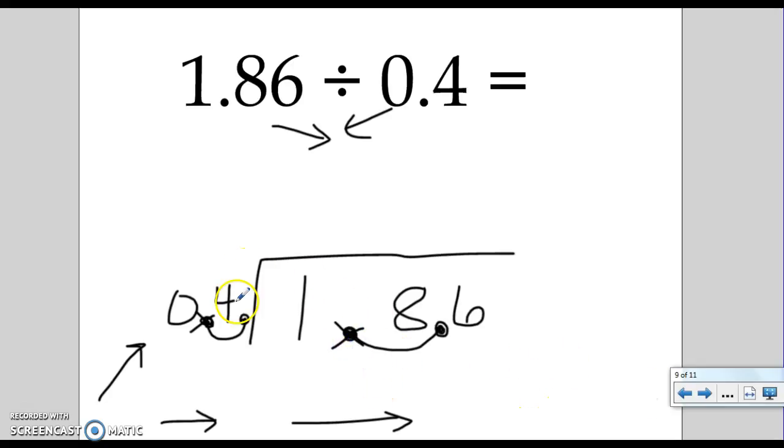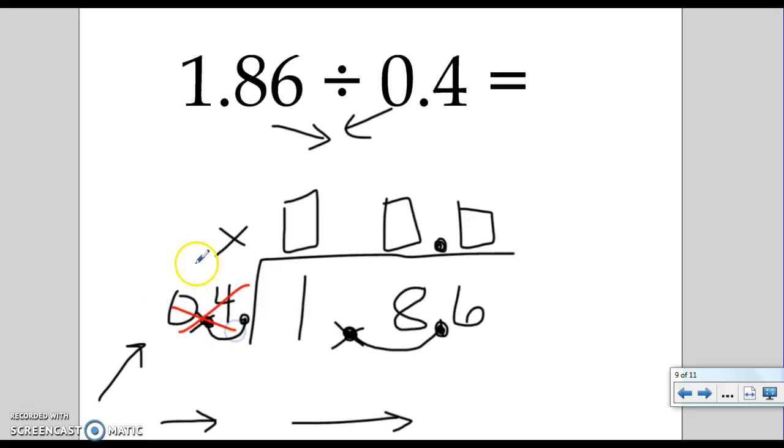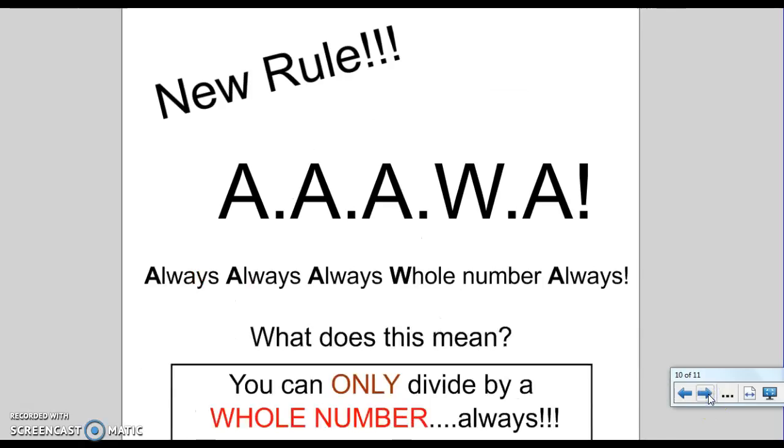So now, multiplication man, digit box right above the 1. No decimal point here anymore. Digit box right above the 8. Decimal, decimal right up here. Digit box. Now, this 4/10 is no longer 4/10. It's the whole number 4. And we have our work to be done. So again, our new rule, always, always, always, whole number always. You can only divide by a whole number always. Okay? If there's a decimal on the side, slide, slide. Let's get some practice.